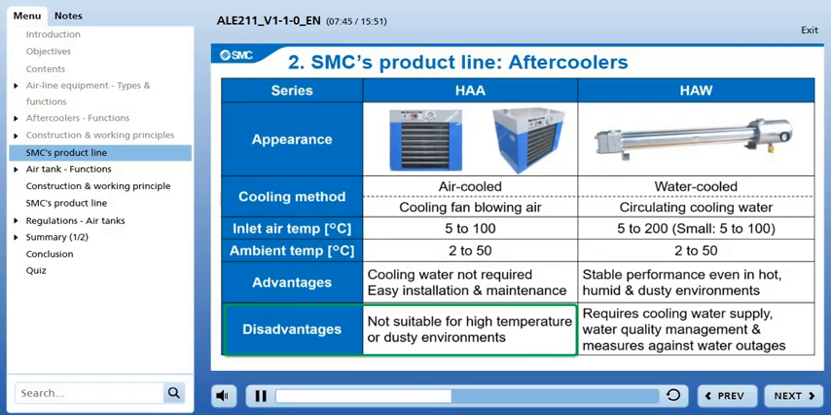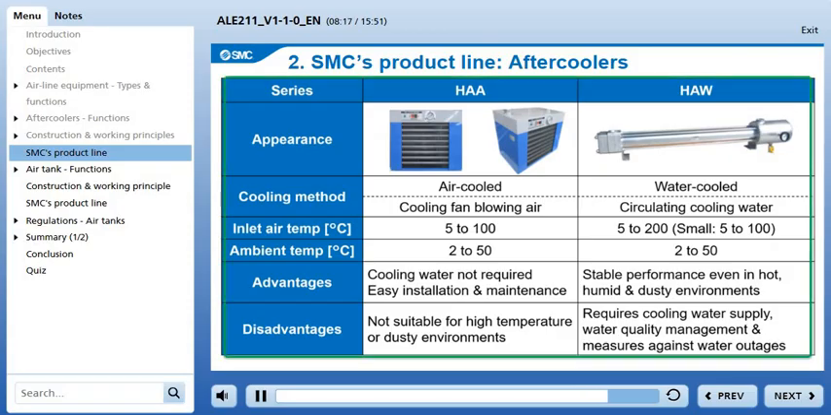However, since it uses atmospheric air, it is not suitable for high-temperature environments or environments with a lot of dust or other foreign matter. The water-cooled type, which cools by circulating cooling water, requires a cooling water supply, as well as water quality management and measures against water outages. However, it provides stable performance, unaffected by the surrounding environment. The water-cooled type can handle inlet air temperatures up to 200 degrees Celsius, except for the small type with a flow capacity of 1000 liters per minute or less.